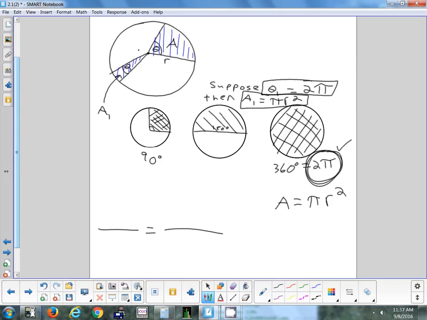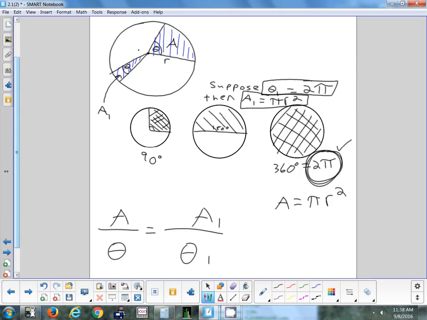A1, theta, and theta 1. There's many ways to do it, as long as whatever you do on the left, you do the same thing on the right. A over theta, big area to big angle. Sure. And then A1 over theta 1. Perfect. So area to angle, area to angle.